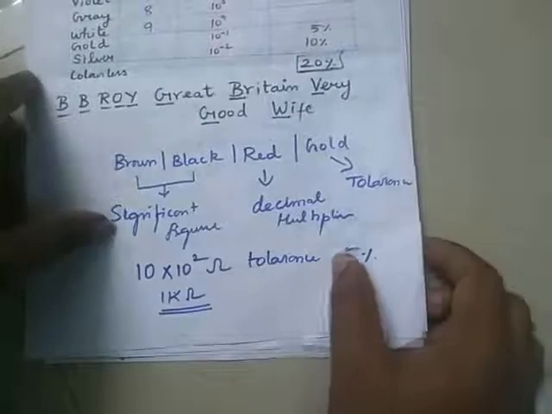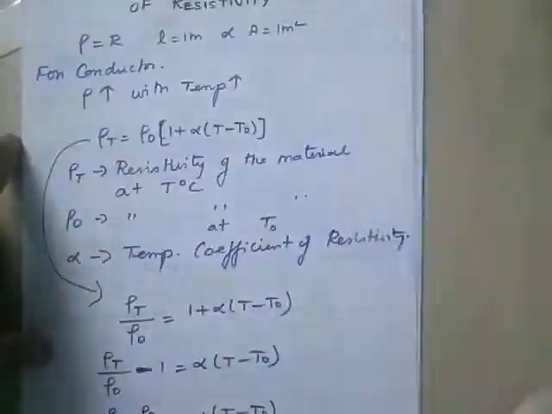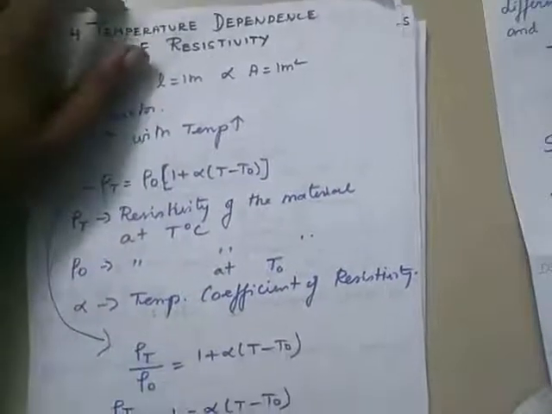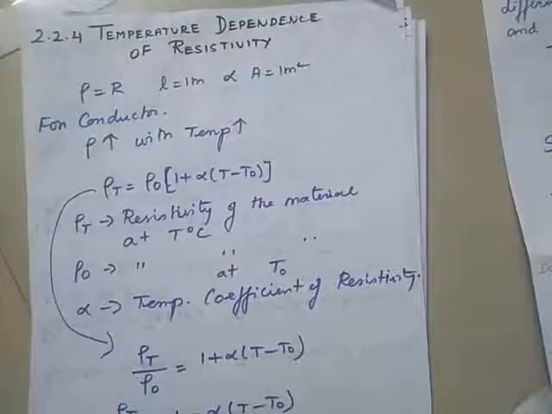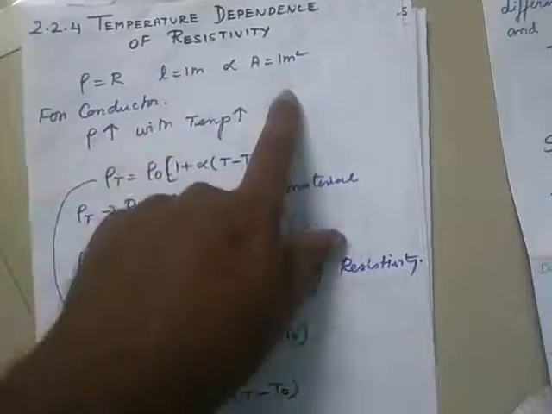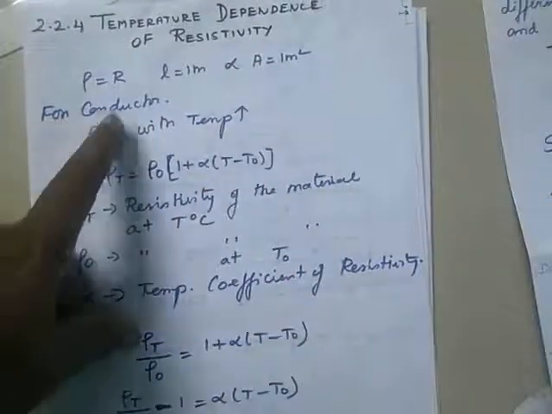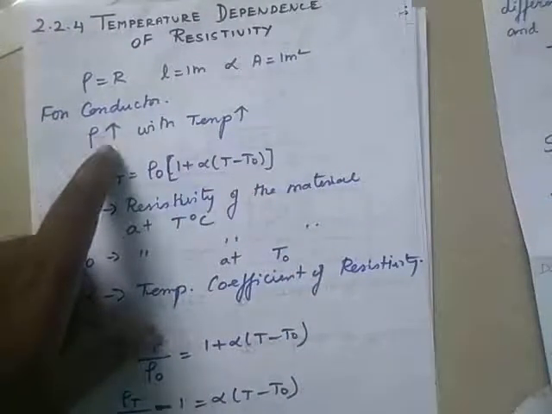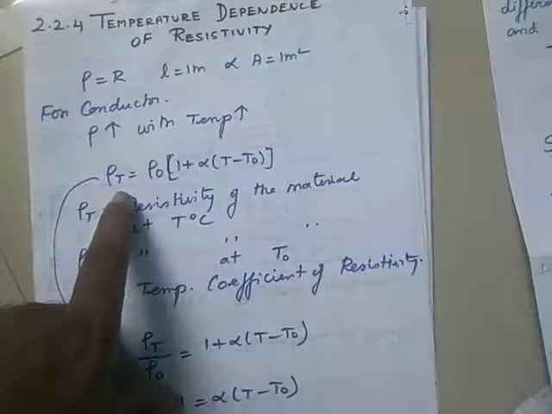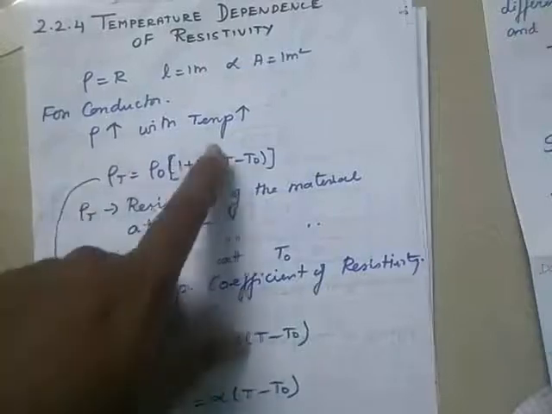Okay, then our next topic, temperature dependence of resistivity. In this topic we learned that the resistivity of a material varies with the temperature. Here we know very well resistivity is the resistance offered by a conductor having unit length and unit area of cross section. Here I consider a conductor. For that conductor the resistivity increases with the increase in temperature. Here we found how to find the resistivity value at that temperature using this relation.